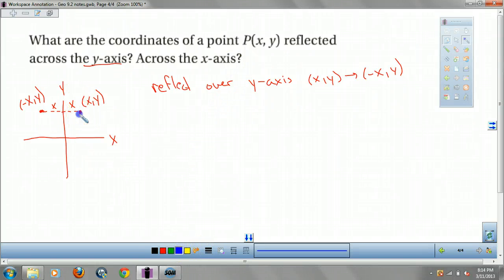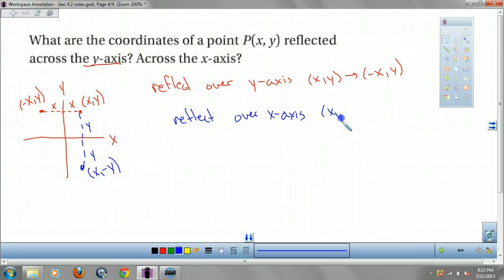And if I reflect it over the x-axis, well, that's y. Go y down. So this would be x, negative y. So if we reflect over the x-axis, x, y goes to x, negative y. Not too scary? That's actually it, guys. That's all there is to it. Enjoy.